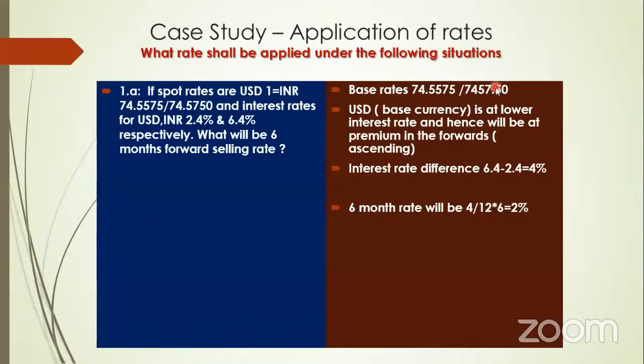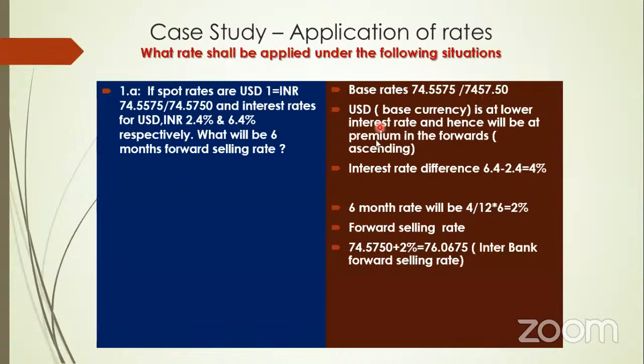76.0665. That's 0665. Very good. Okay, all of you can try. 0675. Now we'll try the forward selling rate. Now you go to this side. 74.5750, you key in.